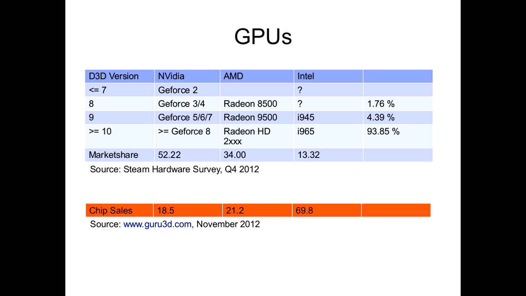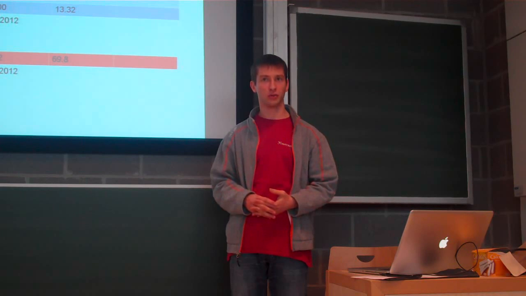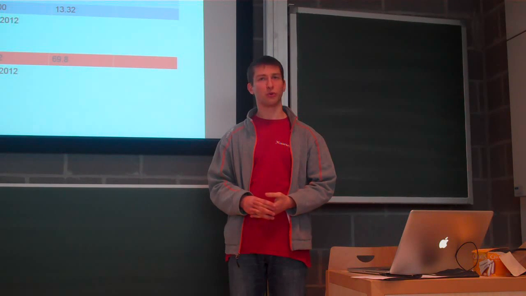On the Nvidia side, everything new, a GeForce 8 or newer, is a Direct3D 10 GPU. On the AMD side, it's the Radeon HD cards. And on the Intel side, I'm not quite sure, but I think the i965, also called GMA X3100, supports Direct3D 10. For older cards, you have the GeForce 5 to 7, which mostly support Direct3D 9 to various extents. GeForce 3 and 4 are DirectX 8.